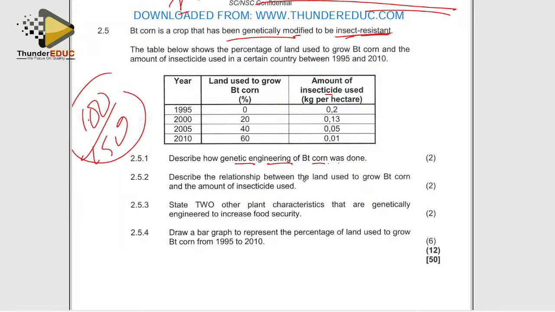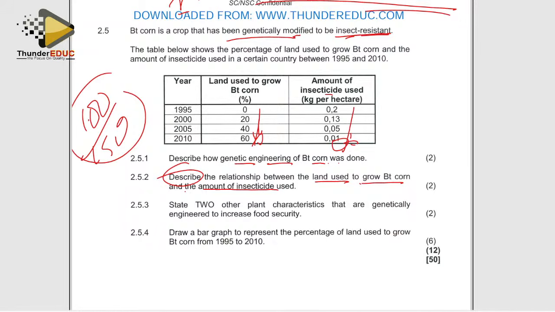Describe the relationship between the land used to grow Bt corn and the amount of insecticide. So basically, they're asking you to describe. They're not asking you to explain. For an explanation, you require a reason why. So in this case, they're just looking at it as the land size used to grow Bt corn increases, the amount of insecticide used decreases.